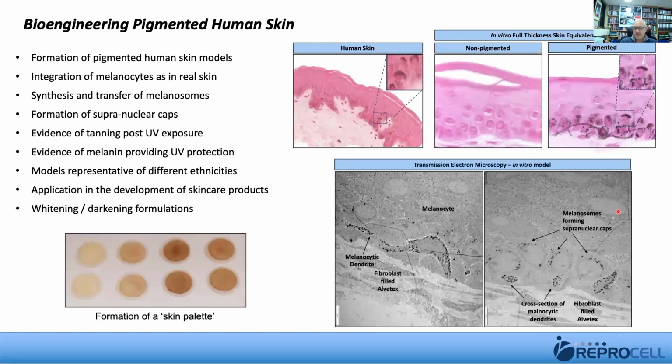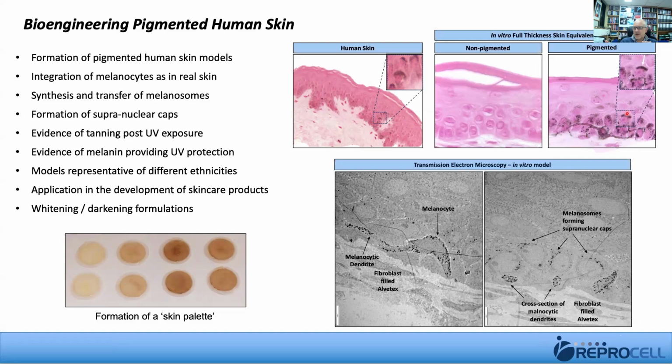We can also bioengineer human skin through the incorporation of primary melanocytes into the models. So these cells self-organize into the basal region of the epidermis. So this is the model here showing the dendrites of a melanocyte in a pigmented model versus the absence of them in a non-pigmented model.